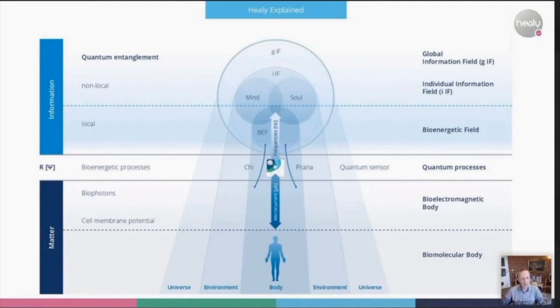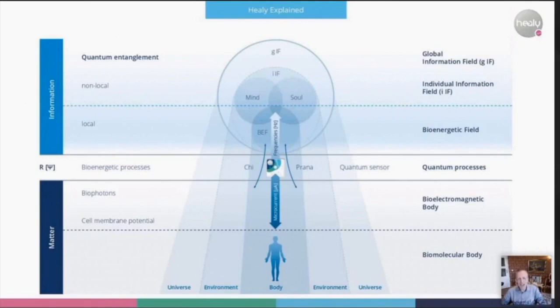So we have the information field up here, we have the material body down here, and in between we have the quantum processes. And this is where Healy operates, because Healy, at its very center, on the back of the Healy hardware, has what we call a quantum sensor. It's actually a physical noise generator, which through entanglements connects the information fields with the material aspect of our organism.